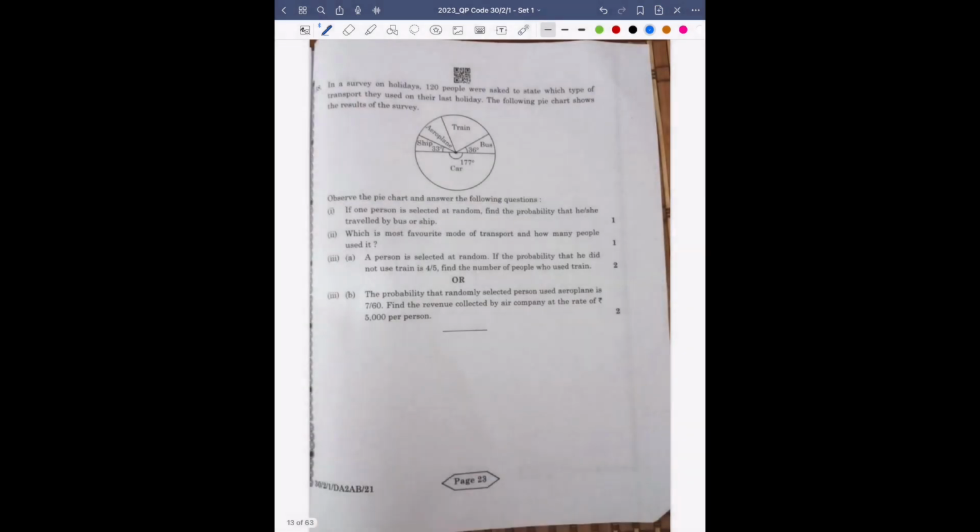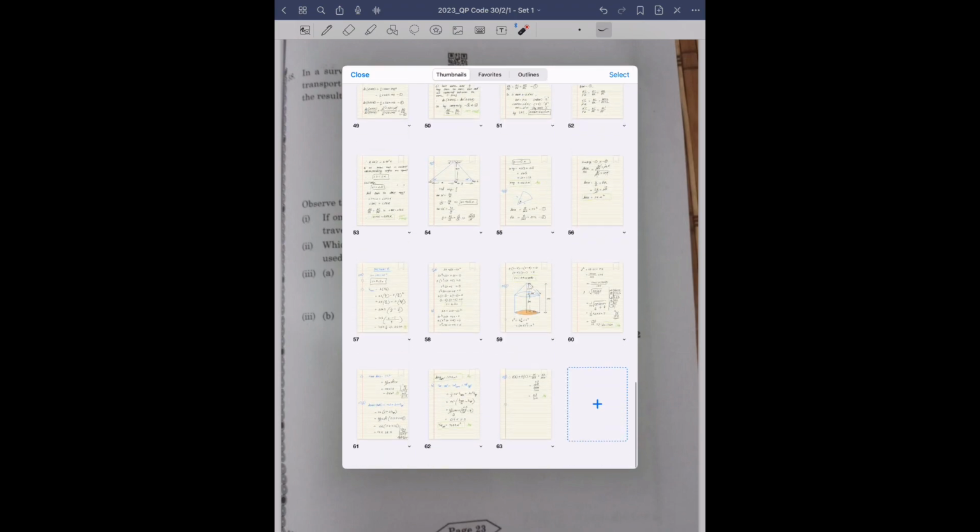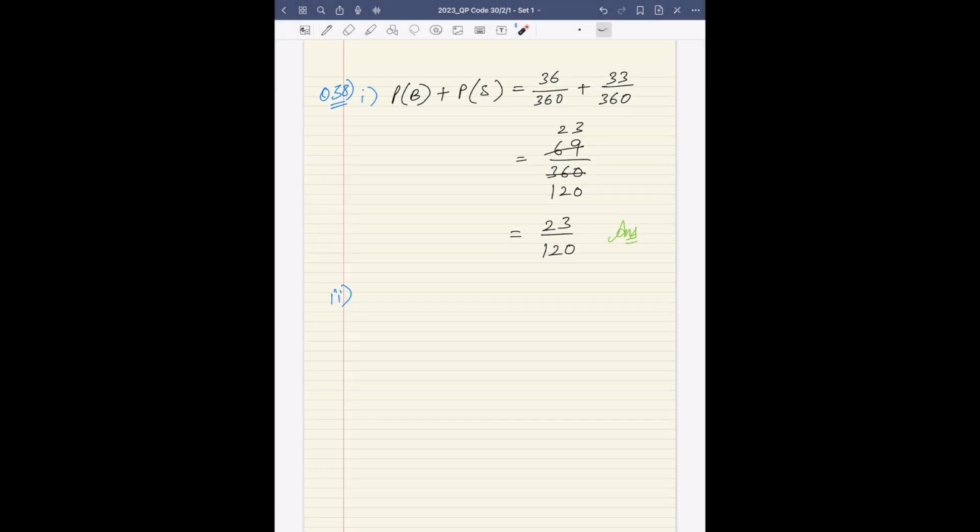Question number two says, which is the most favorable mode of transport? It's pretty evident: car. People like to go with their own mode of transport, which is car. It could be a cab, but still car. And how many people used it? Very simple. The formula is this portion. Not half, but 177 degrees occupied by car. So the formula to find car people is 177 divided by 360, into the total number of people who were surveyed.